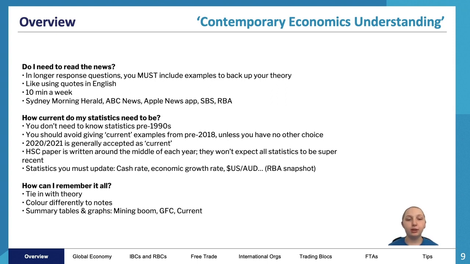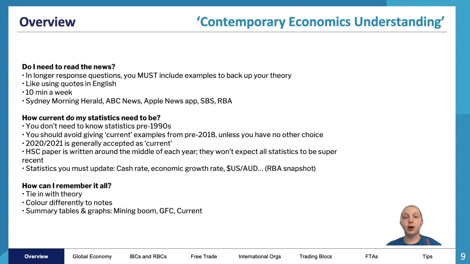But there are a few exceptions to that rule. The things that you should always have the most up-to-date examples for are the cash rate, your economic growth rate, exchange rates. Unemployment rate is also a really good one to have. So there are a few statistics that I would recommend having the most up-to-date example for. But in general, your examples from 2020, 21 onwards are fine. I would also say if you are going to be talking about the budget in your essays or exam papers at all, do try and have the most recent budget and be up to date with your policies.